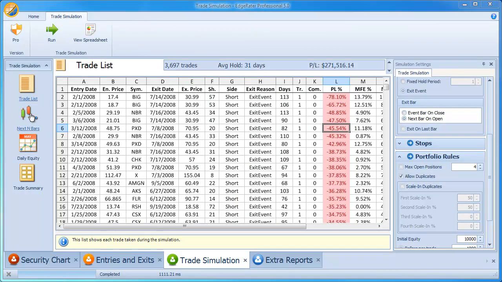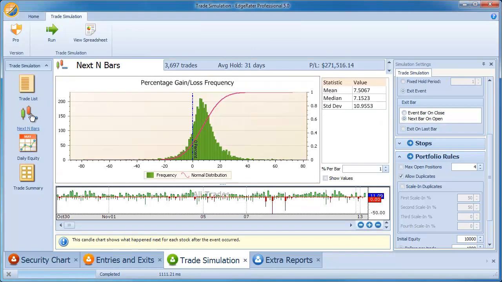The first report after the trade list is the next N bars report, and this is a very useful histogram which rolls up all of the trades in the simulation to show you exactly the profit and loss percentage and how many trades reached that particular profit and loss percentage.